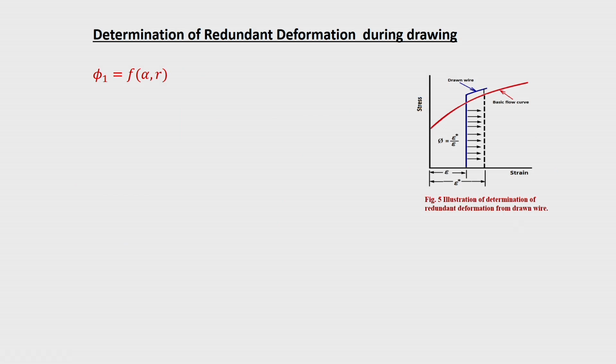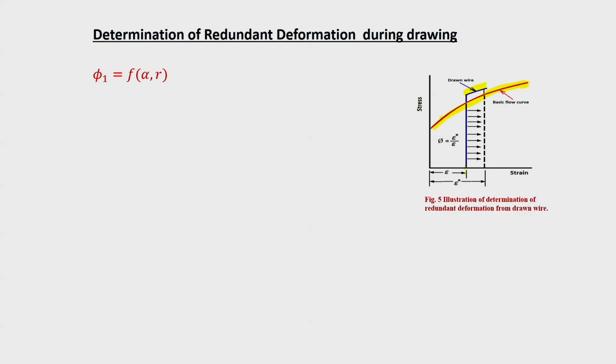So, just like if you are doing this, say for example, this is your basic flow curve of the annealed material. Now, the annealed material is subjected to a drawing operation, and after drawing with a reduction corresponding to a strain epsilon, you conduct a tensile test, and you will find that the flow curve has the yield strength increased by some amount. Okay. So, this is the thing.